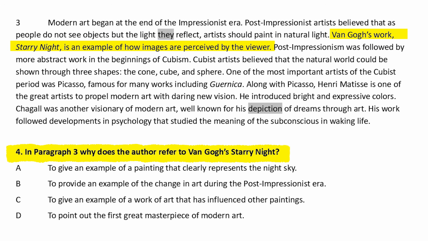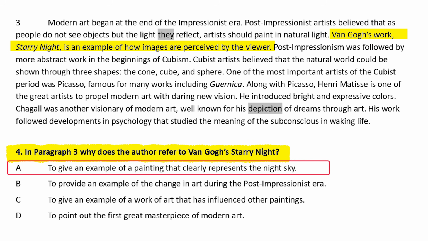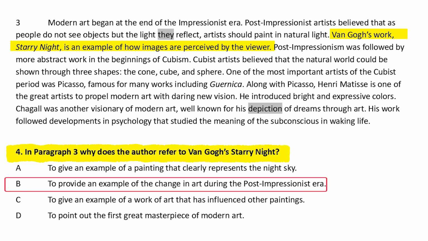So let's look at each option. A says, to give an example of a painting that clearly represents the night sky. This sounds reasonable at first, but it's not what the paragraph says. In fact, Starry Night isn't meant to be a realistic image. It's meant to show how Van Gogh perceived the night sky. The whole point is that it's not about clear or realistic representation. So A is incorrect.